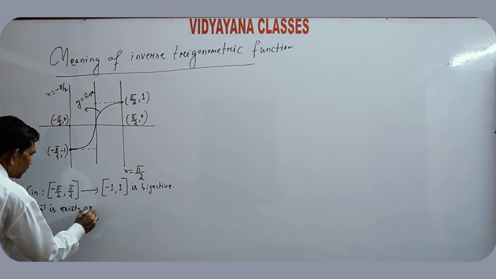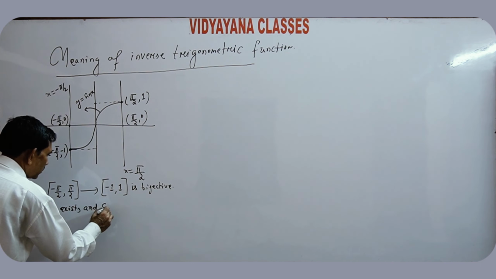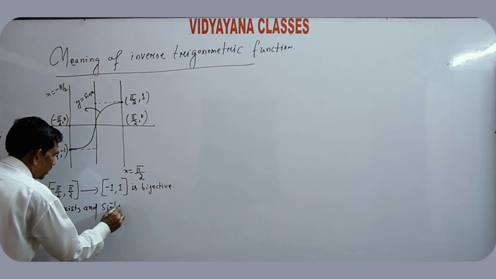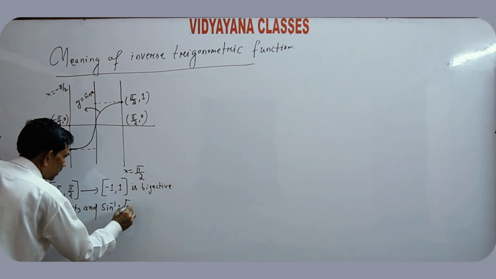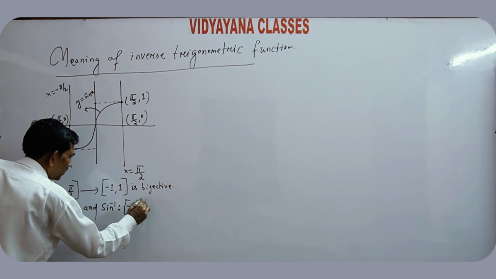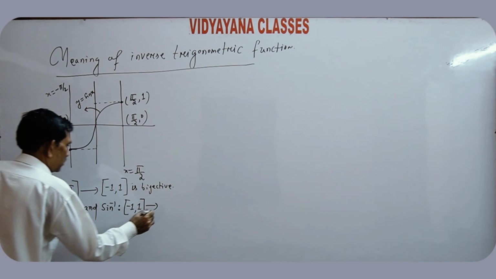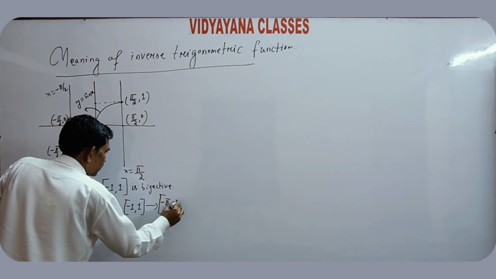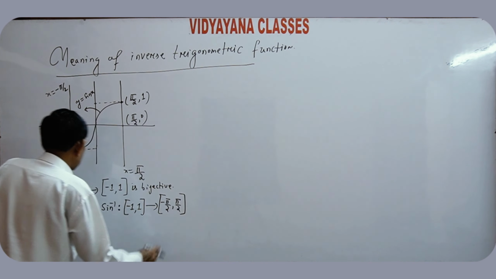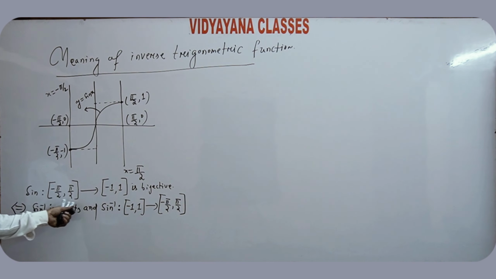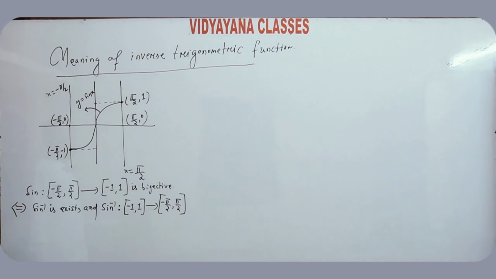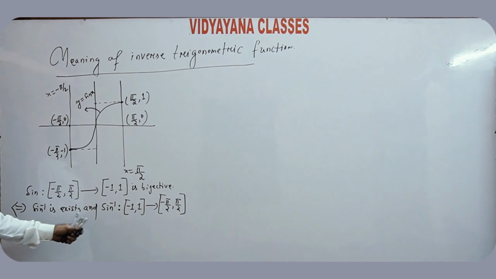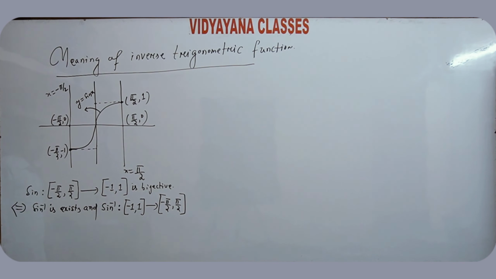and sin inverse is defined from close bracket minus 1, 1 close bracket to close bracket minus pi by 2, plus pi by 2. Sin is the function defined from this to this. Since it is bijective, its inverse exists. The inverse function is defined from this set to this set. All are discussed in the previous classes. Sin inverse exists.